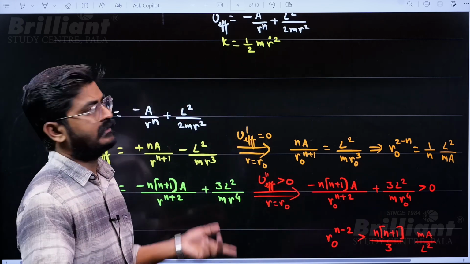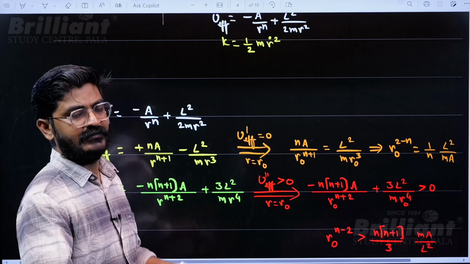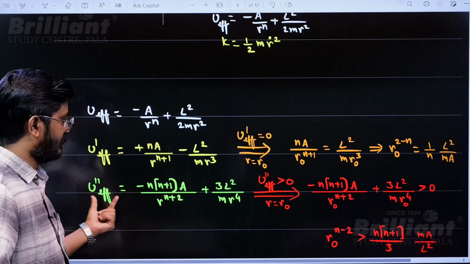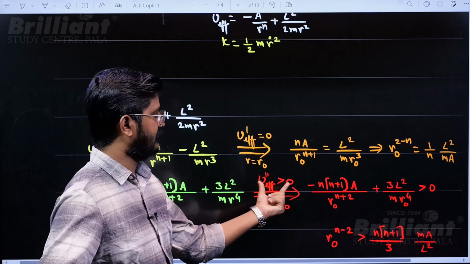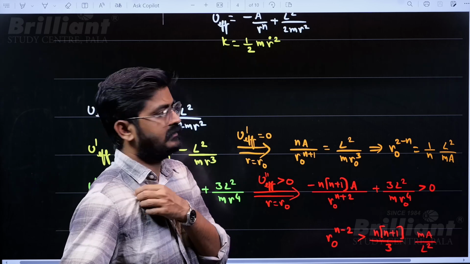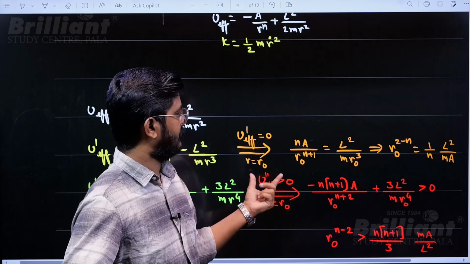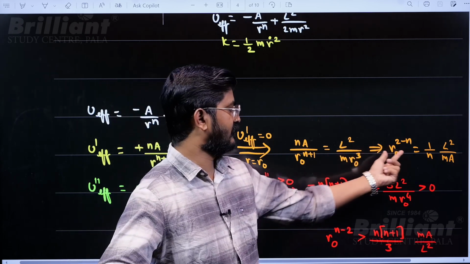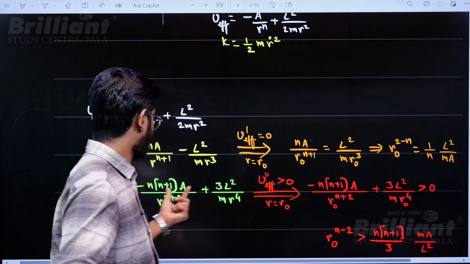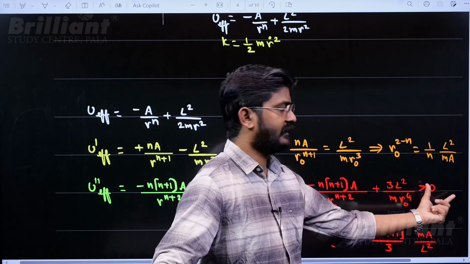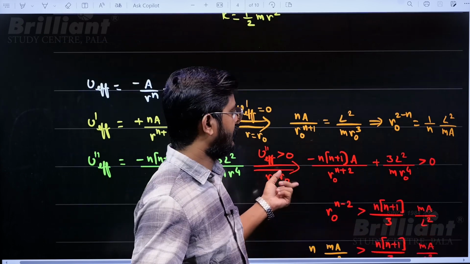Now I need to see, they are talking about stability, so the second differentiation has to be greater than 0. I will be differentiating this one again, that is going to be the second differentiation. Second differentiation has to be greater than 0, then potential energy will be minimum. Potential energy will be minimum, that is stable, yeah, stable orbit, right? Now where do we have to check? We have to check at this equilibrium position at r0. So when I substitute r0 for this and this, it will turn out to be this thing, but this entire thing has to be greater than 0 for it to be a stable orbit.